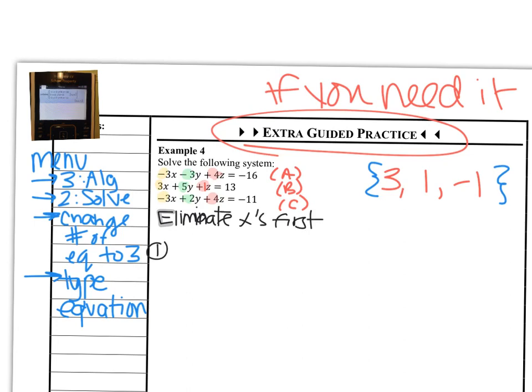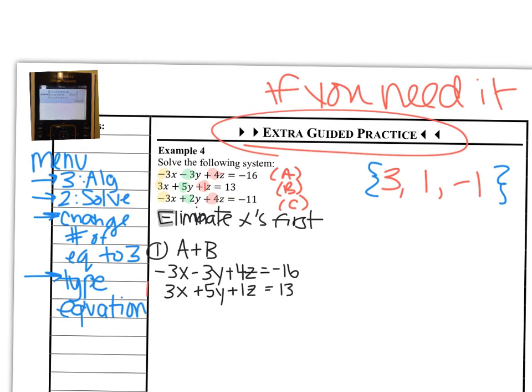All right, so in order to eliminate x's, I've got to choose 2 of these equations, A, B, and C, together to eliminate x's that have opposite signs, same coefficient. So it looks like A and B, I've got a negative and a positive. So I'm going to start by adding A and B. I don't have to multiply them by any number nor a -1 because they are already opposites. So we've got -3x minus 3y plus 4z equals -16. And equation B is 3x plus 5y plus 1z equals 13.